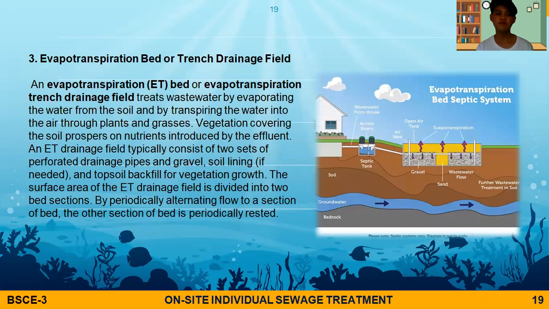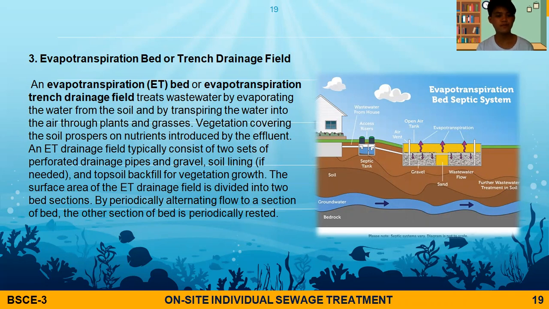The third one is the evaporation bed or trench drainage field. An evaporation bed or evaporation trench drainage field treats wastewater by evaporating the water from the soil and by transpiring the water into the air through plants and grasses. Vegetation covers the soil and prospers on the nutrients introduced by the effluent.